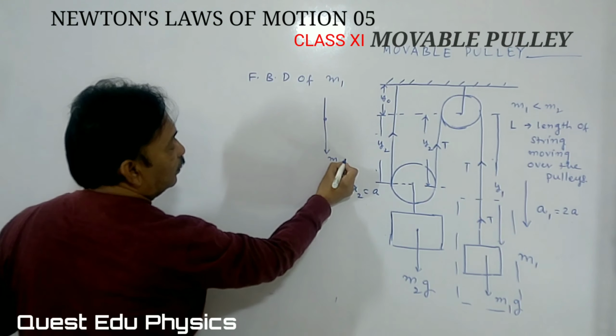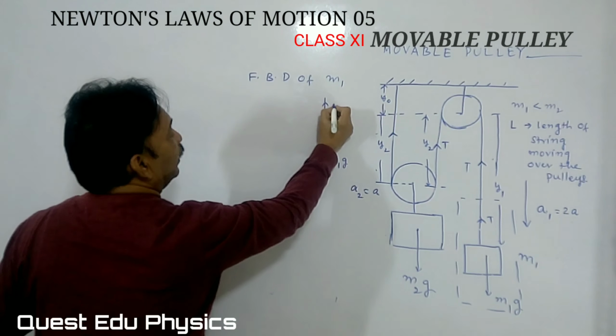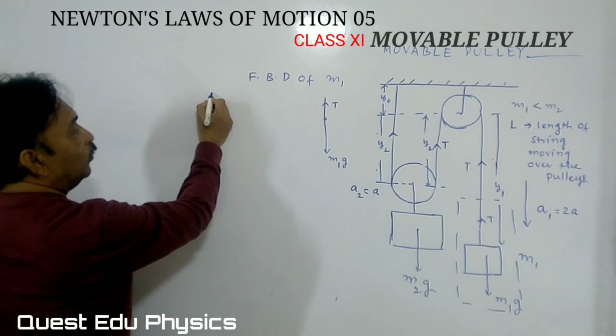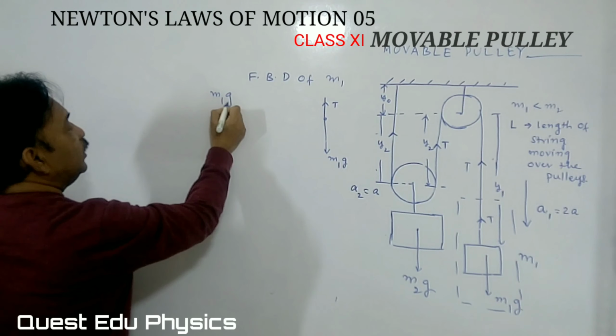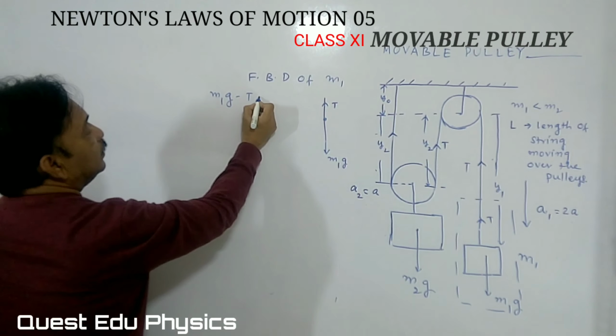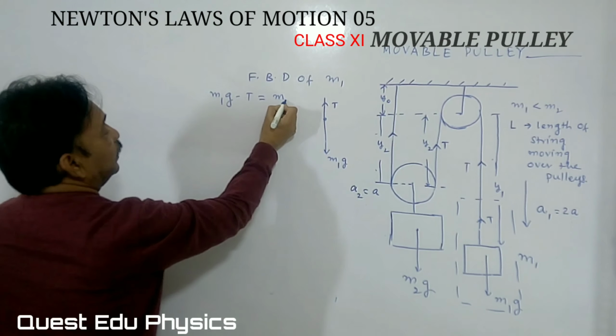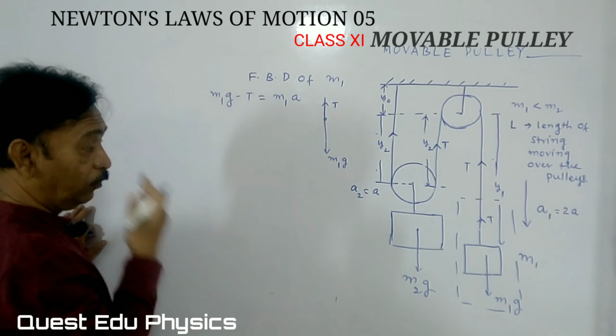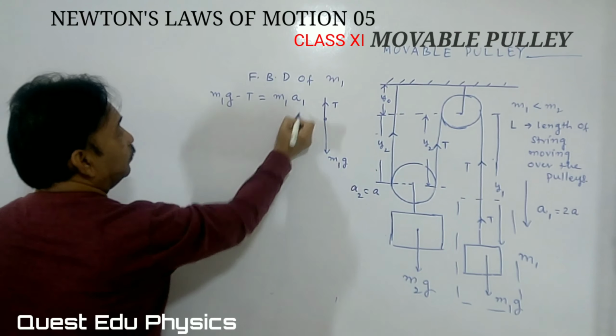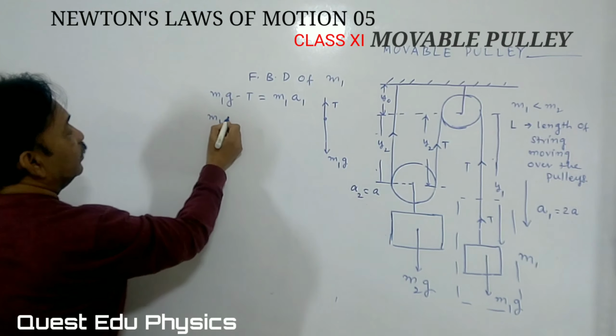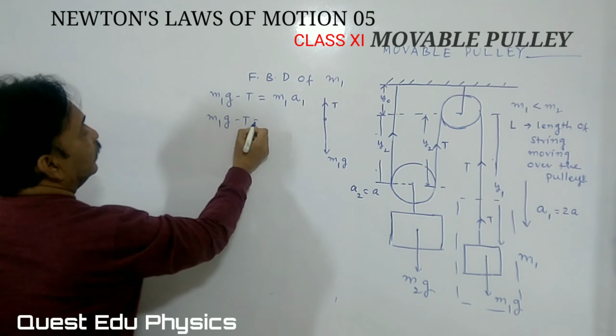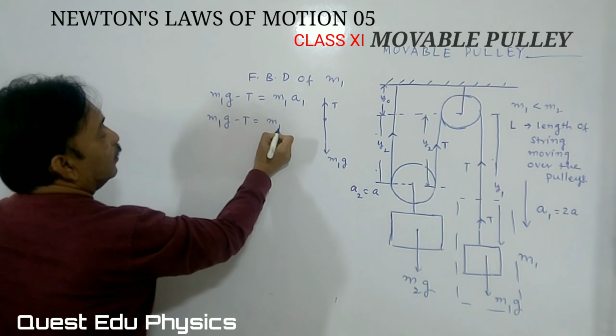It is m1g and it is the T. Here, m1g minus T is equal to m1a1. That means acceleration a1, that is m1g minus T, m1 into 2a.